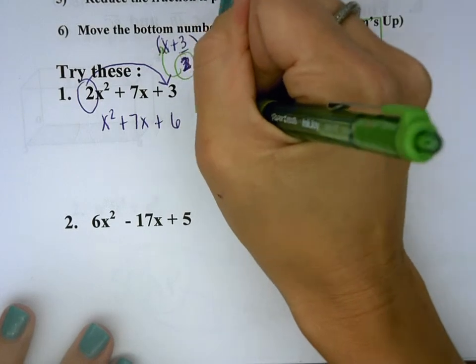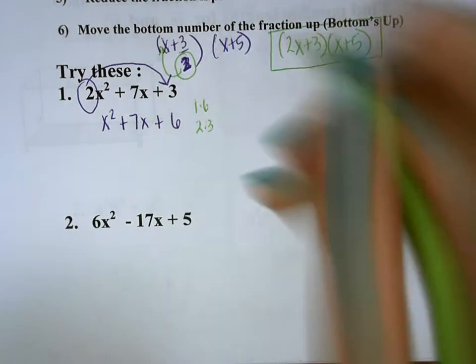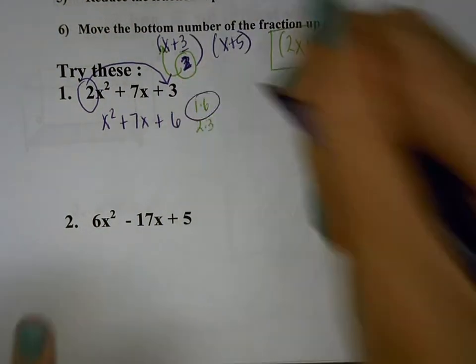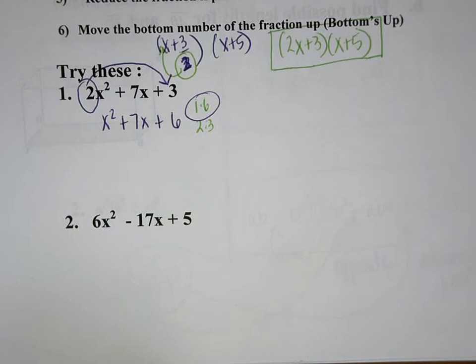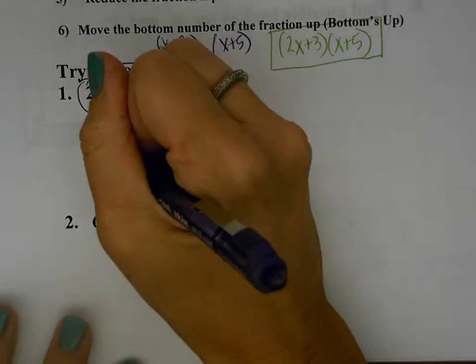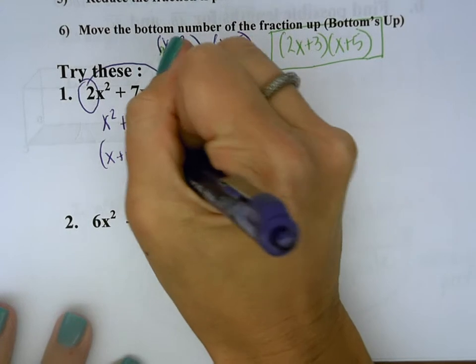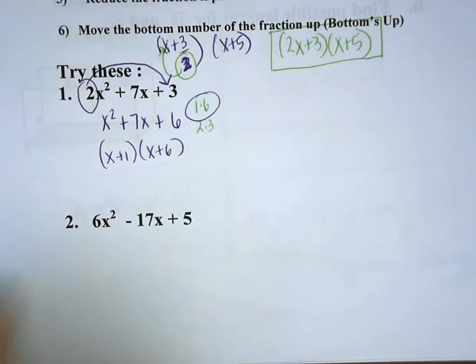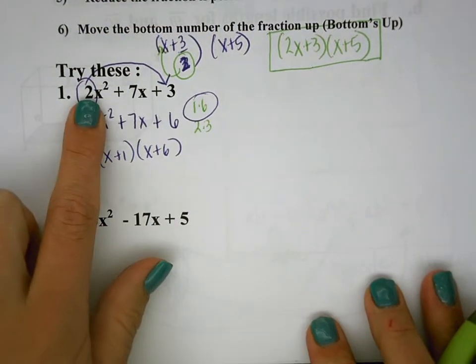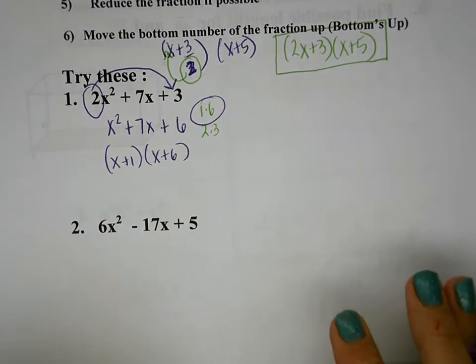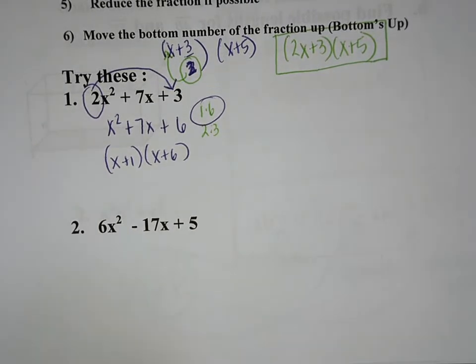1 and 6 and 2 and 3. But which ones will make a positive 7? 1 and 6, and they'll both be positive. Good. So we write out our factors. We have x plus 1 and we have x plus 6. Now if I check right now, x times x does not make 2x squared, does it? So right now I know I've done something wrong. What have I forgotten to do?